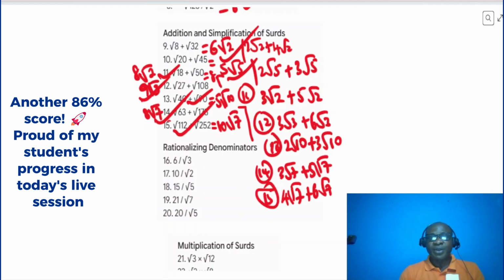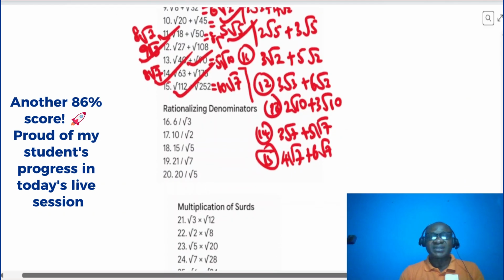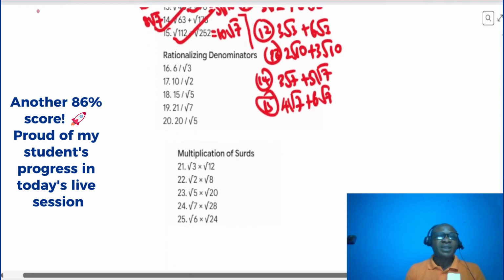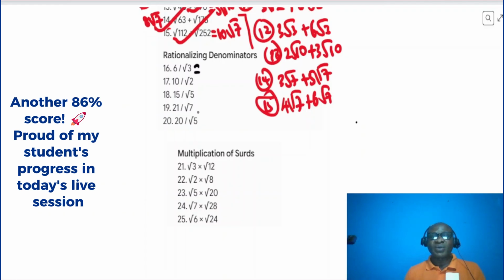All right, we go to rationalization, where we rationalize the denominators. Okay? On this part of rationalization, number 16, we are given 6 divided by root 3. What did you get as your answer? 2 root 3. 2 root 3 is correct because when you multiply 6 by root 3, you get 6 root 3 divided by 3. Number 17.